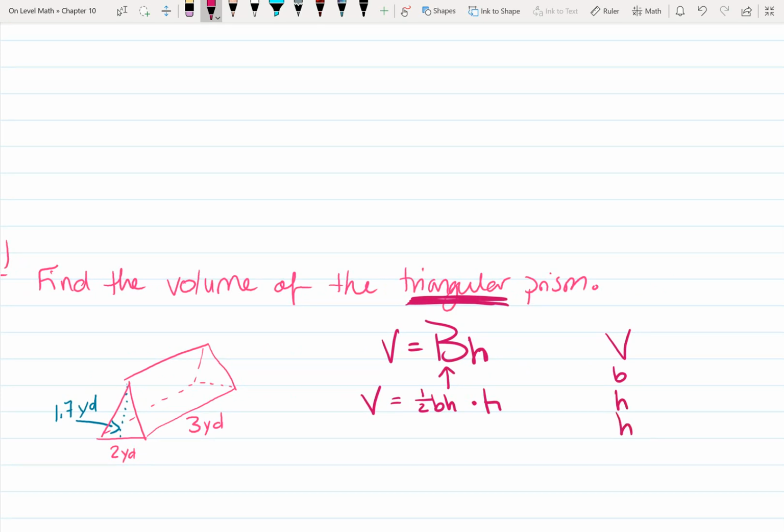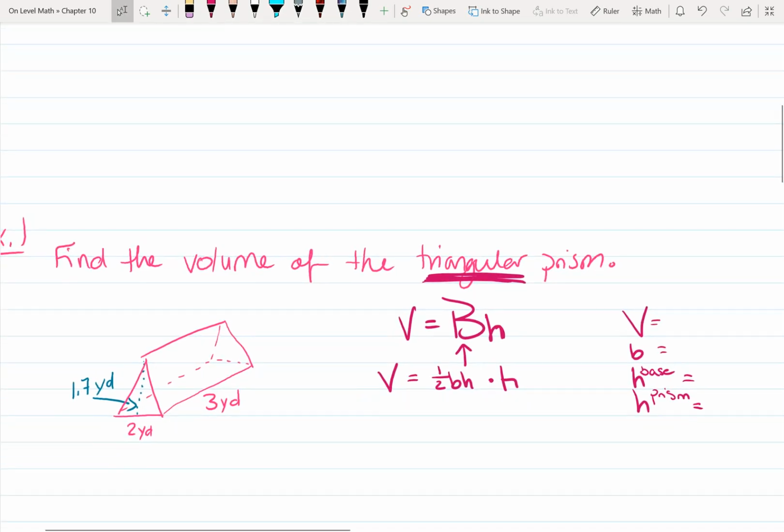Now, you'll notice that we have 2 H's. The first h is the height of the base, so I'm going to write base there. The second h is the height of the prism. They are two different numbers. They're talking about two different heights. Keep that in mind. That is how you will label it on your homework.